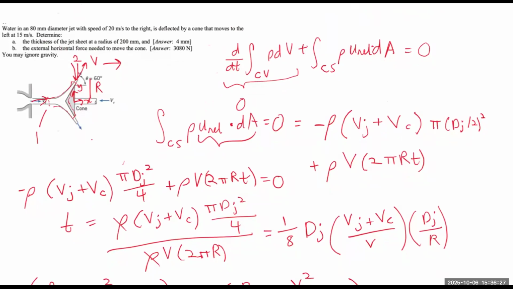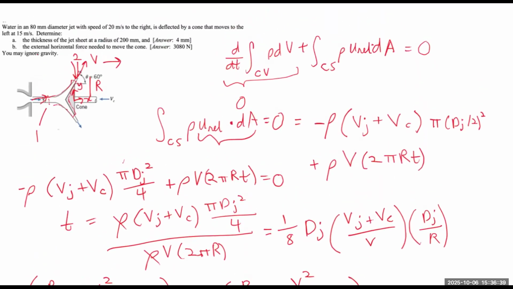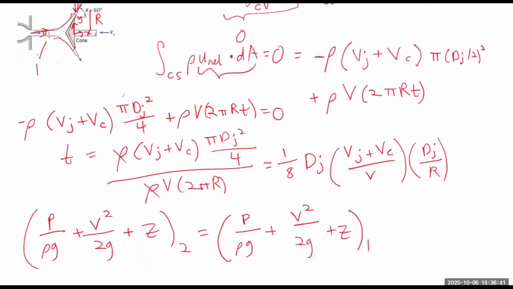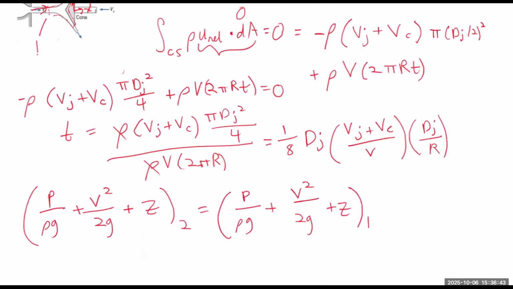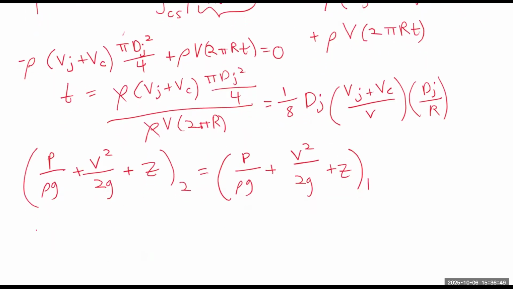So let's consider the pressure at point one. The pressure at point one is basically just atmospheric pressure, which is zero gauge. And let's first write out these equations explicitly.